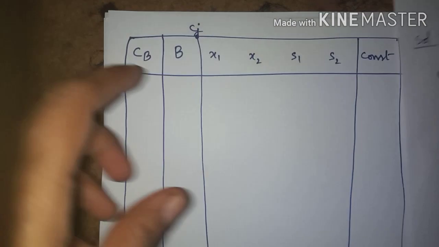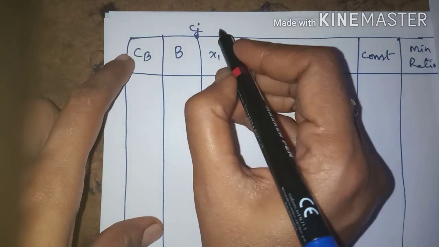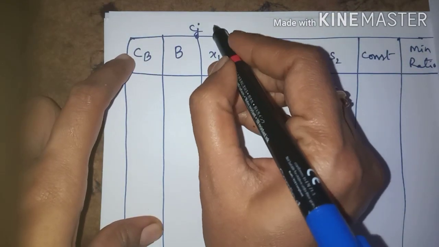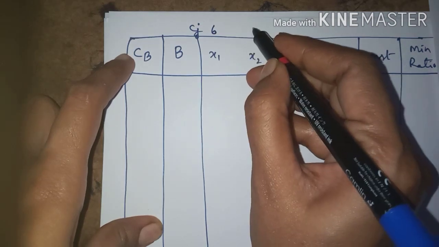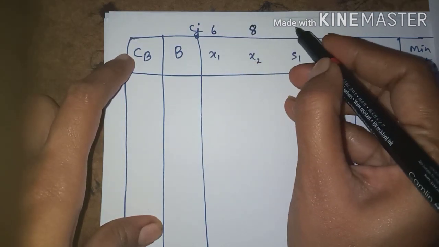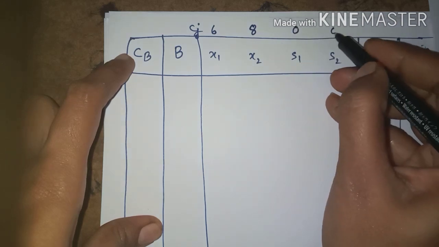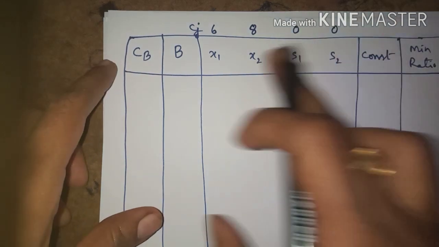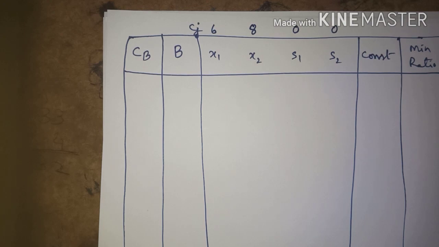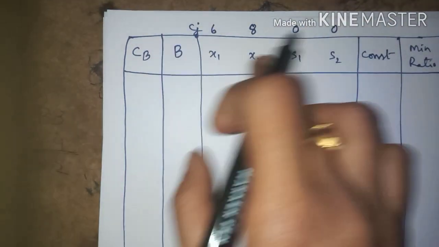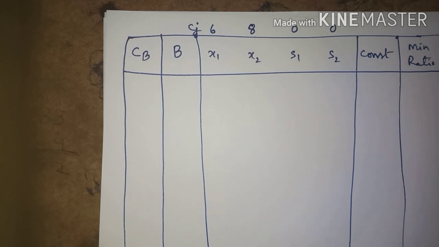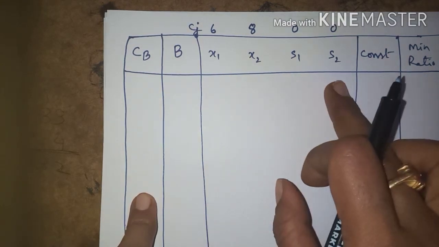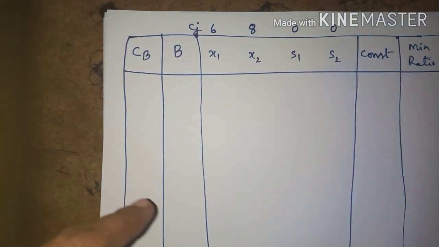That's why we can write CJ as coefficient of x1 is 6 above x1, coefficient of x2 is 8 above x2, and s1 there is no s1, that's why 0, there is no s2, that's why 0. Like that we have to write the CJ elements above the table. CJ we should write above the table. Now first we will fill the body of the simplex table.